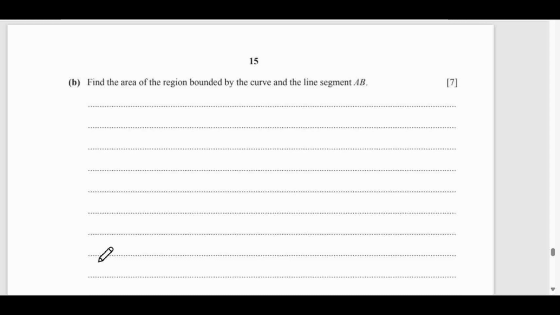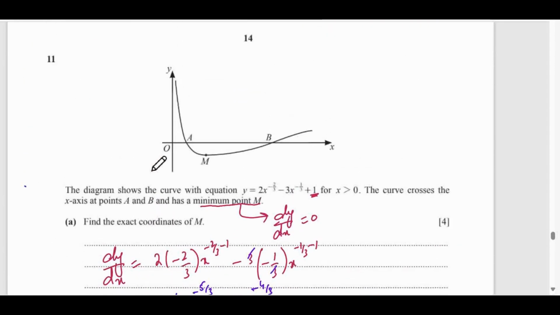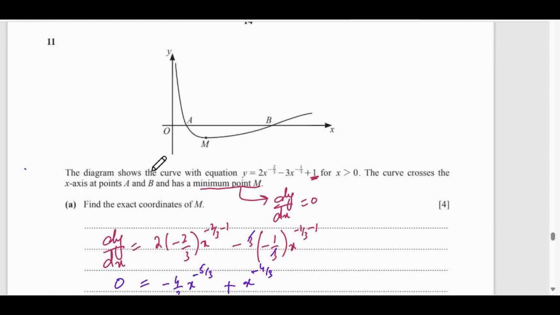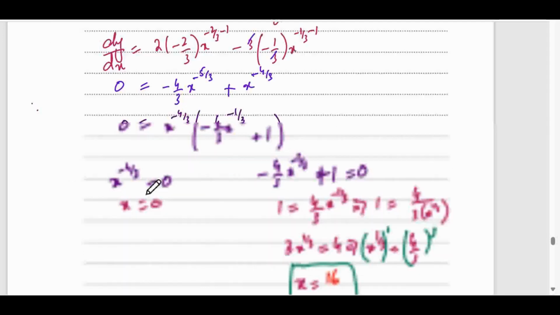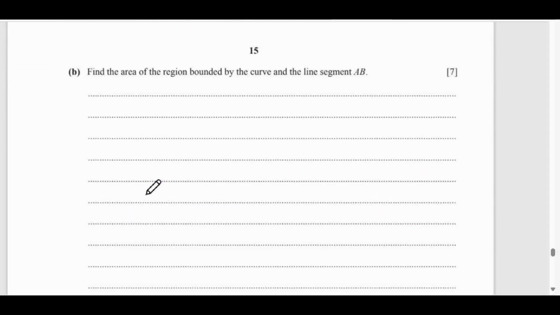Find the area of the region bounded by the curve and the line AB. But for the area, first of all, we need to find out the coordinates of A and B. We need to find out this area. How can we find out the coordinates? On the x-axis y is equal to 0. So just put y is equal to 0.